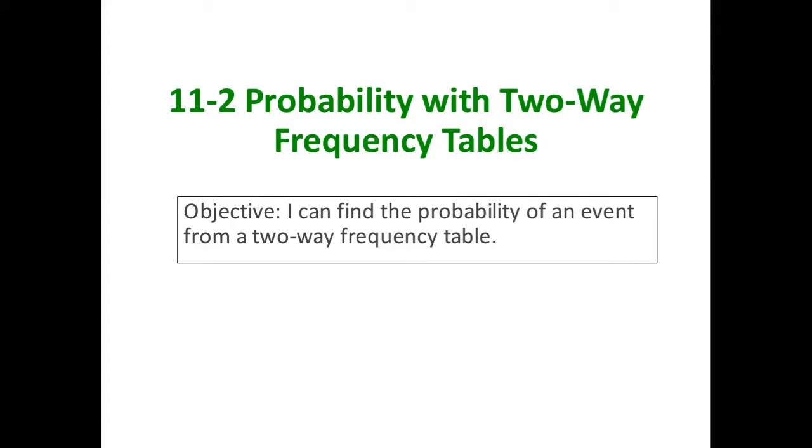So for today, our lesson is 11.2, probability with two-way frequency tables. This kind of goes with what we were doing on Monday with the two-way frequency tables. We're just going to add a probability from the tables.